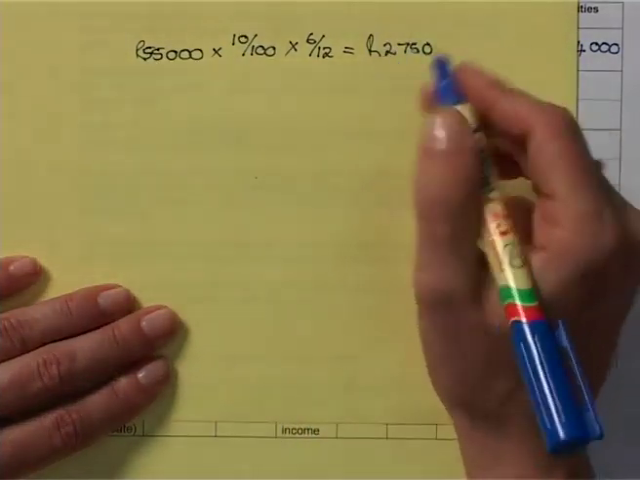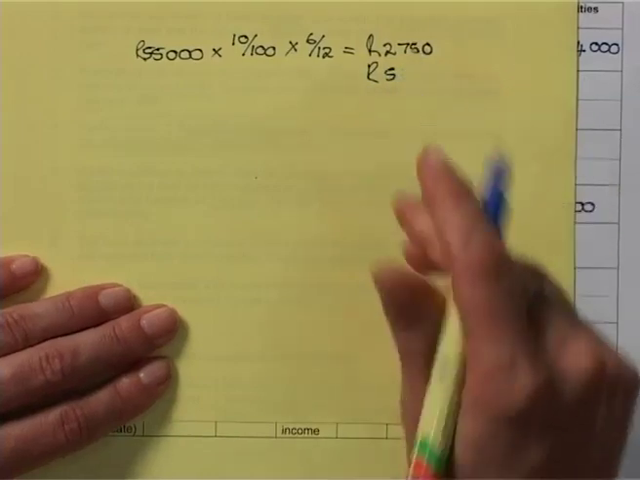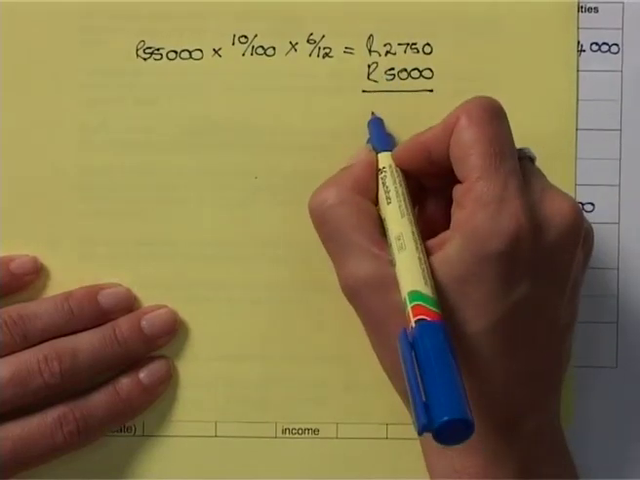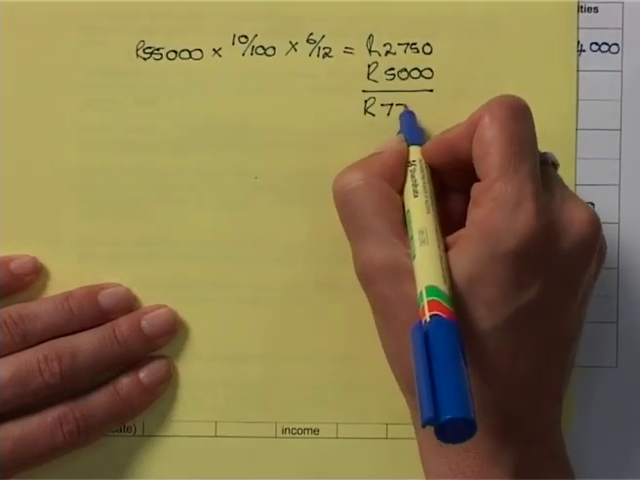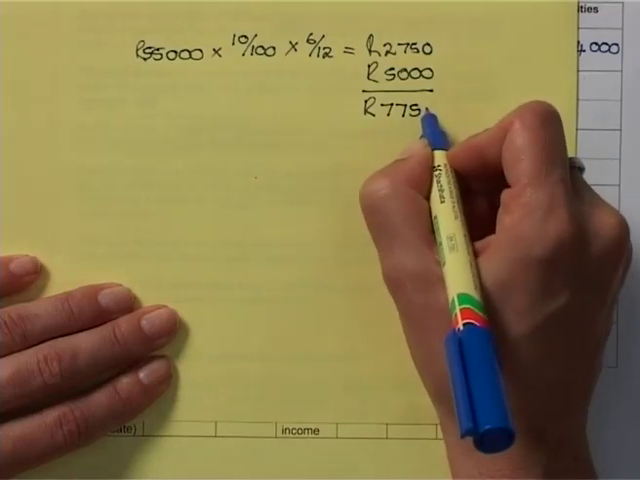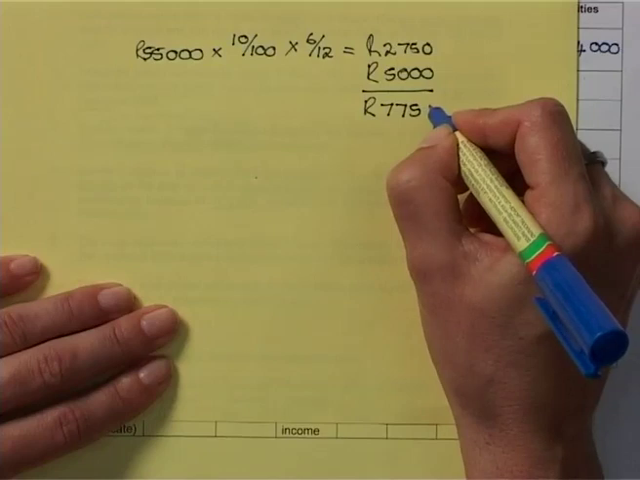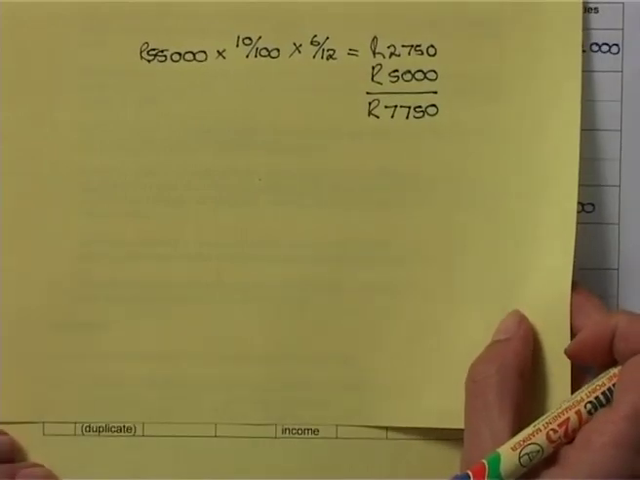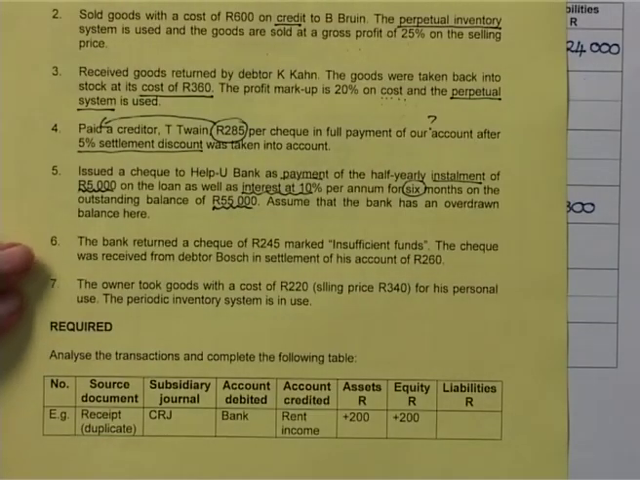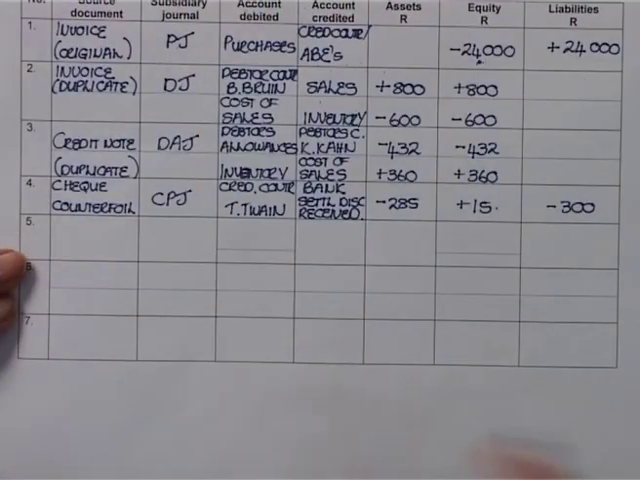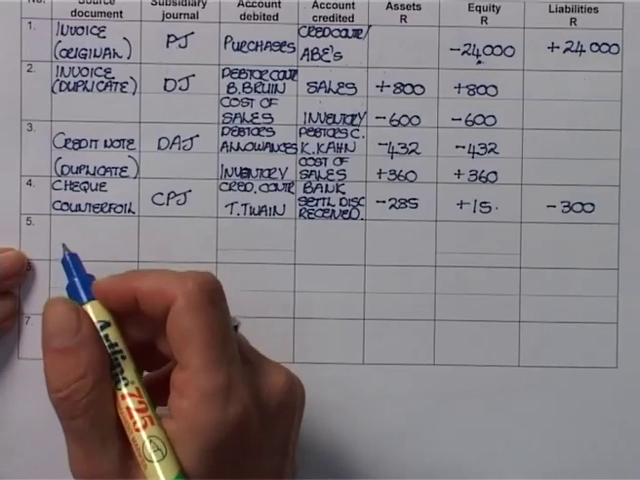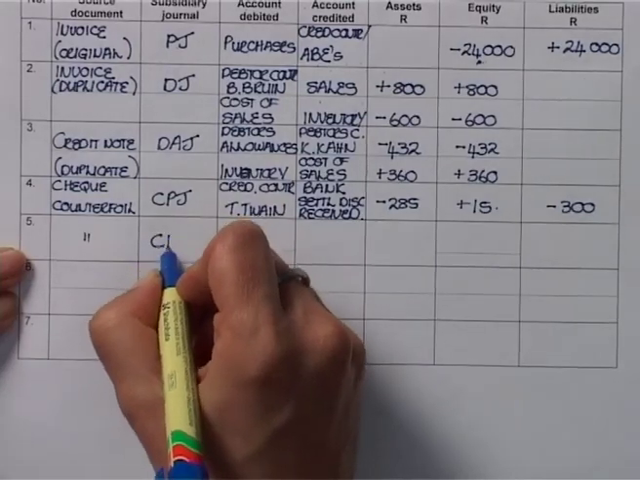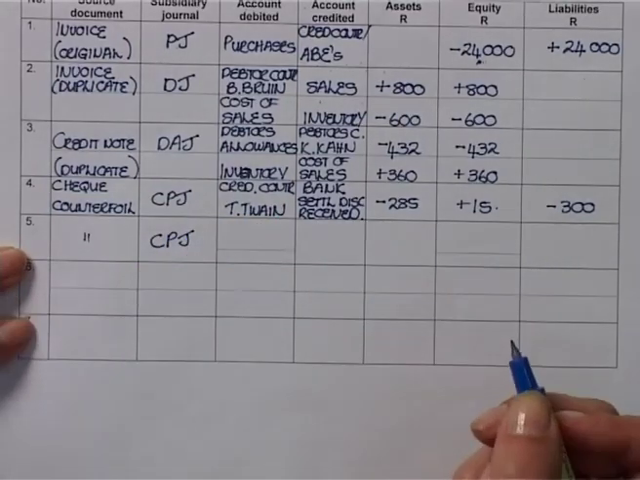So I'm going to include this interest as well as my installment of 5,000 Rand. So my total payment here will be accounted for as the liability in bank. If we complete our table now, we made a payment with a check. So I will again have the check counterfoil as my source document. This will be entered in my cash payments journal.